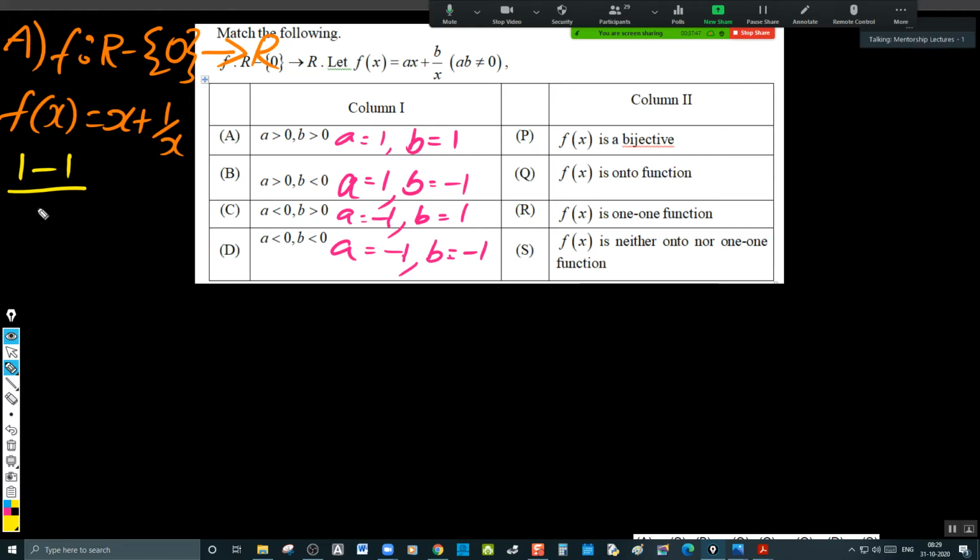Srivardhan knows it. He did it in that way: take two different elements x1 and x2 in the domain and equate the images. f of x1 is equal to f of x2. If you equate the images and you are getting x1 is equal to x2, then you can say this is a 1-1 function. If the images are equal, their pre-images must also be equal. Thereby, x1 plus 1 by x1 is equal to x2 plus 1 by x2.